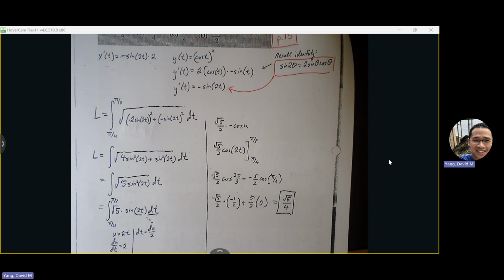Once we get that accounted for, then it becomes a lot more straightforward. Put it into your arc length formula. Everything's in terms of sine. Things clean up to just be root 5 sine of 2t. The square root can go away. The square root and the square can cancel each other out. And really the only thing we got to worry about is that 2t with u substitution before we plug in our upper and lower bounds.